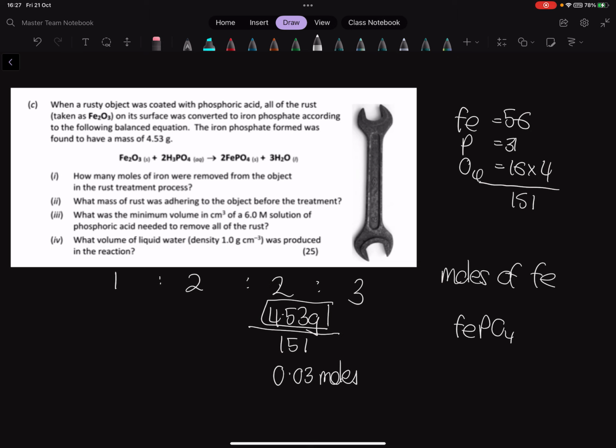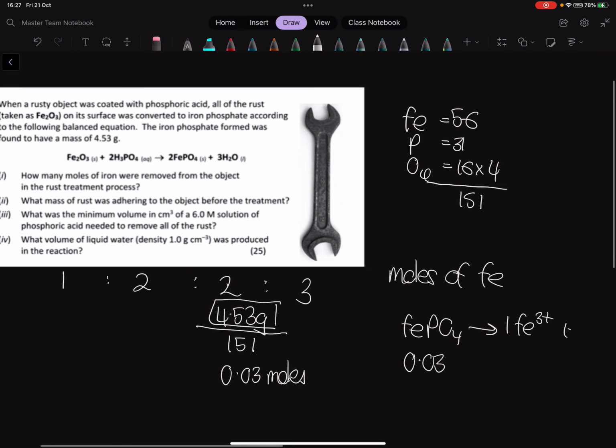So here's what we have. We have iron phosphate, and it's got 0.03 moles, and we want to find out moles of iron. So what we need to do is break this apart. And when we break it apart, we get 1 Fe, 3 plus technically, and we get 1 phosphate, 3 minus. So we work it as a ratio. The ratio is 1 is to 1 is to 1. So if I have 0.03 moles of iron phosphate, I have to have 0.03 moles of iron, and I have to have 0.03 moles of phosphate ions. So for the answer to part 1, how many moles of iron was produced?